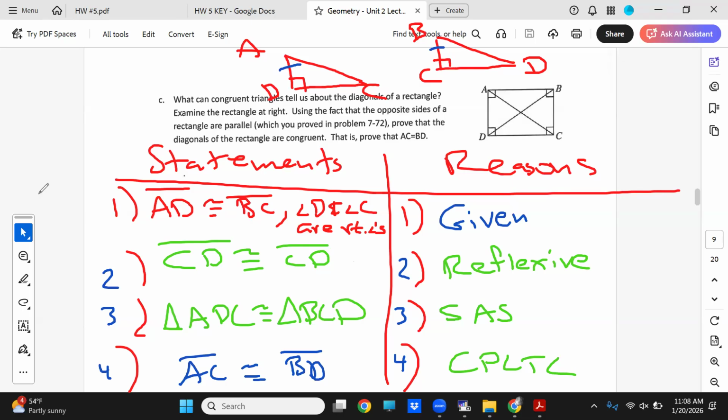All right, we should begin this. So CD is congruent to CD, reflexive. You have side angle side.